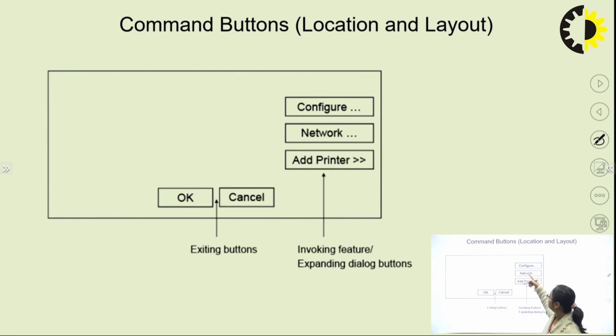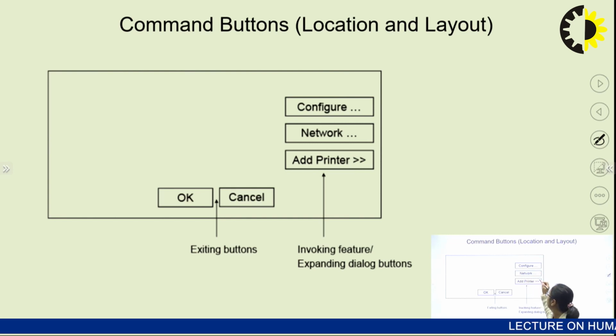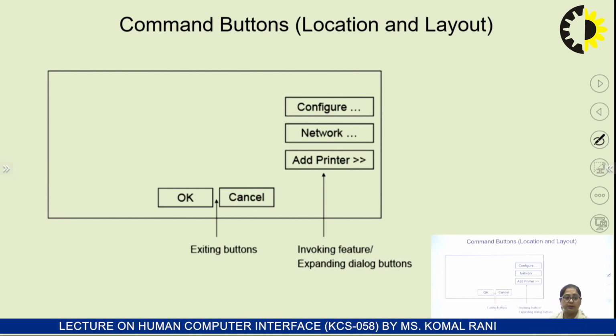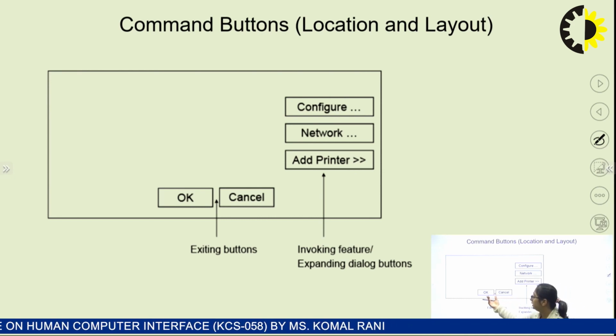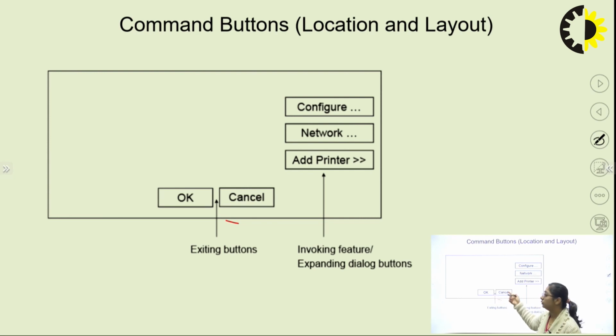You can see the consistency: in Configure the C is capital, and in Network the N is capital and the others are small. Here a combination of two words is used, so the first A is capital and the P is capital. Here O is capital and C is capital. In these buttons you can see the alignments: center aligns all the buttons. These are the exiting buttons from which you can select OK or cancel the dialog box.